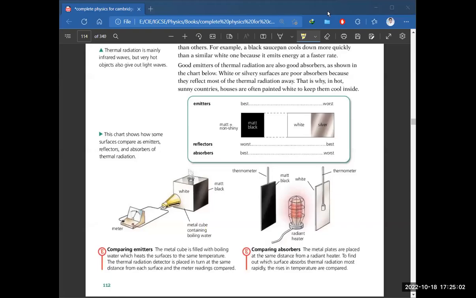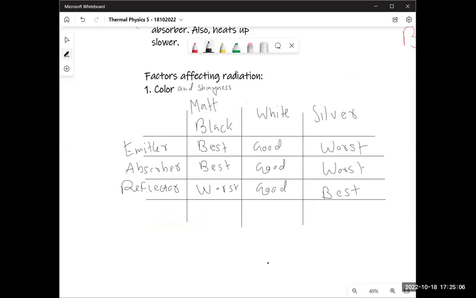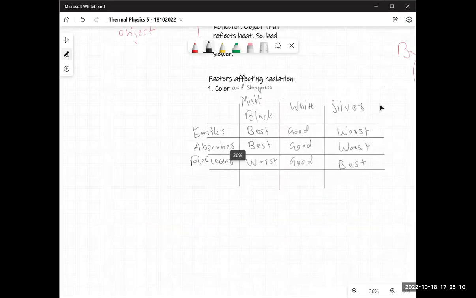Can you see the book on the screen? Or the whiteboard? Yes, sir.